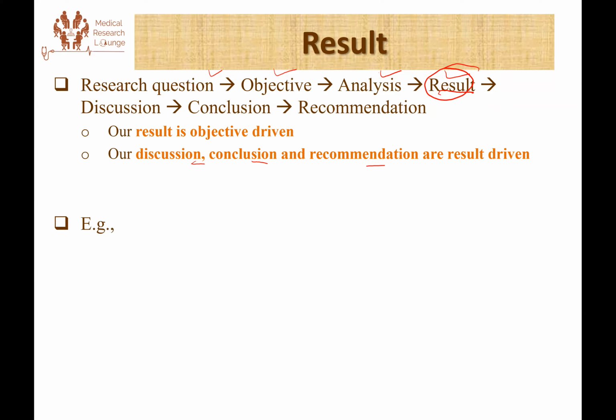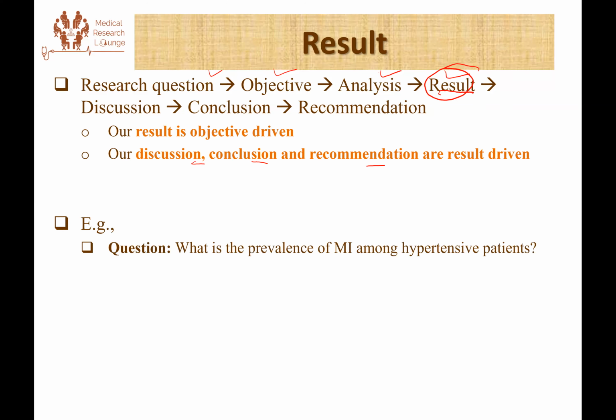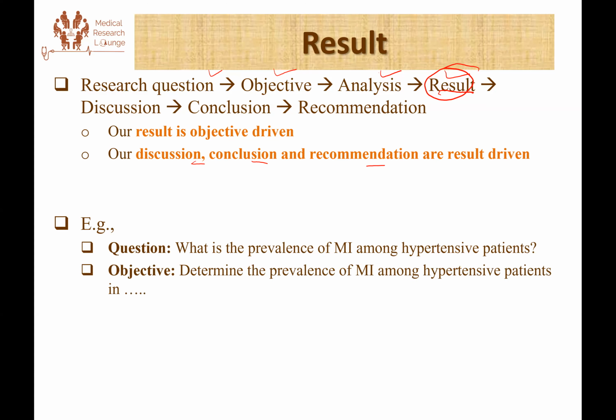Maybe to give you an example, let's say we have a research question that is interested in studying the prevalence of MI among hypertensive patients. So this is our question. When you change it into an objective, you can say that we want to determine the prevalence of MI among hypertensive patients. You can make it SMART by adding the location and the time period and other factors.